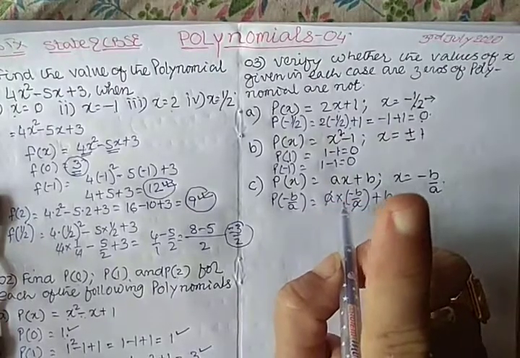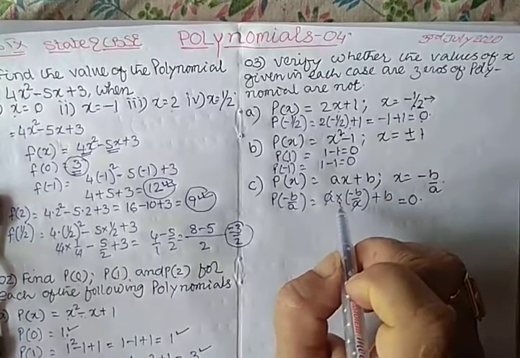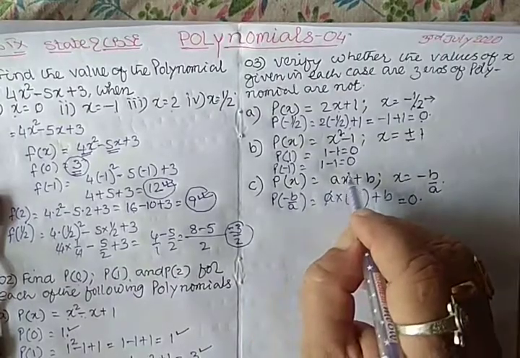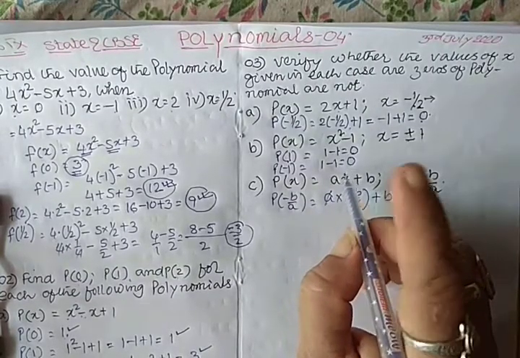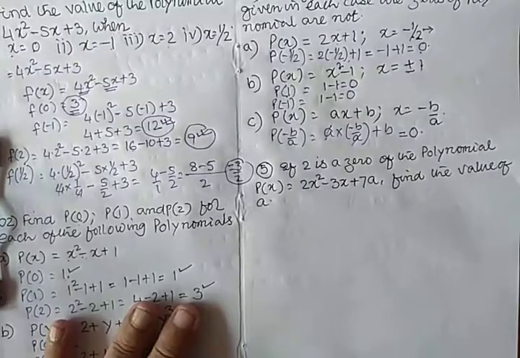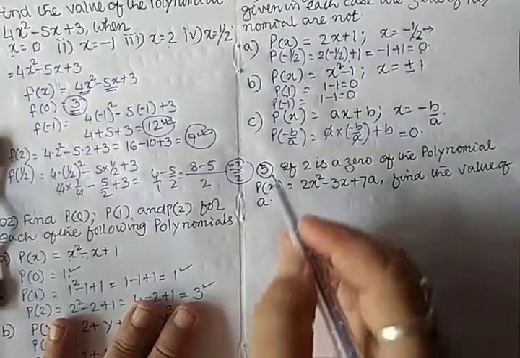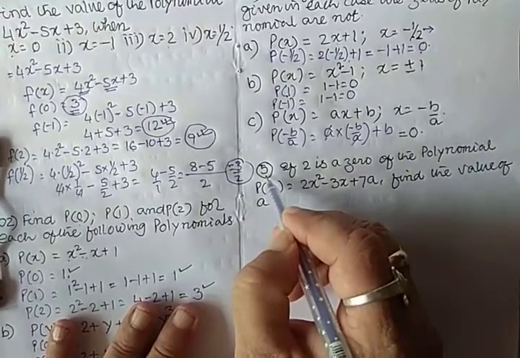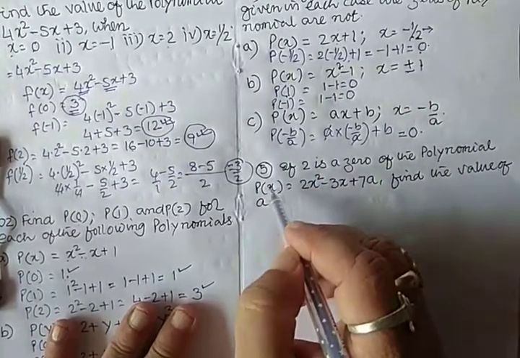What is the reason? The reason is the degree of this polynomial is 1. So now let us do this fifth sum, because you can do that fourth one.